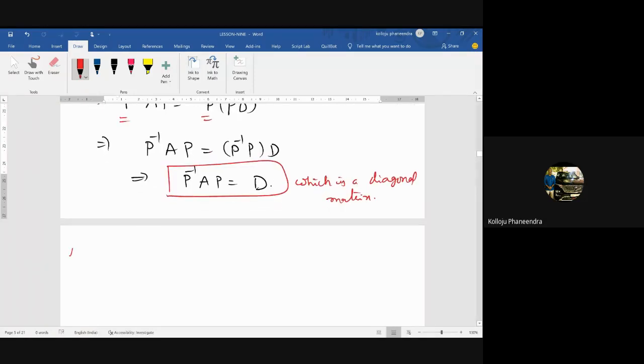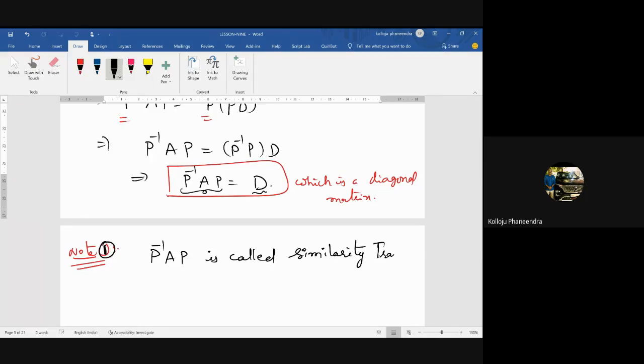Now, points. Note 1: P inverse AP is called a similarity transformation. This matrix A is transformed to D. P inverse AP is called a similarity transformation.